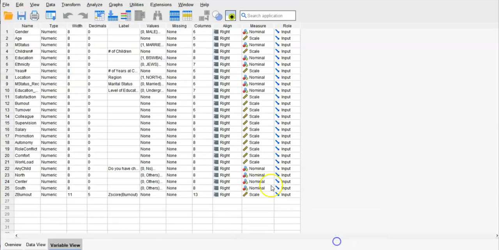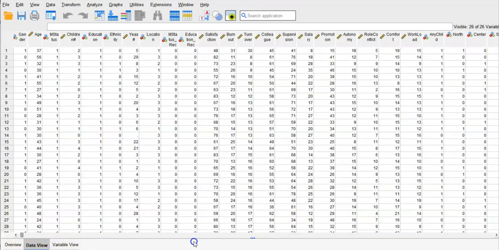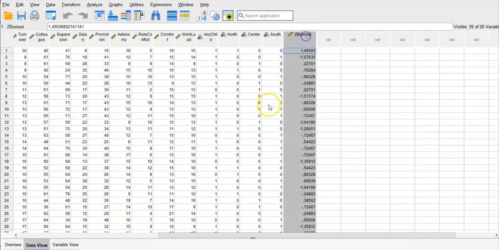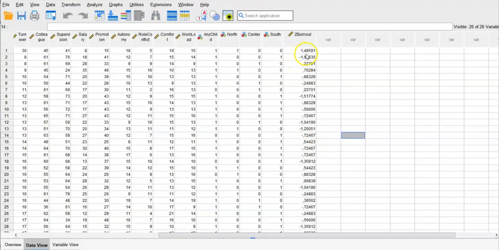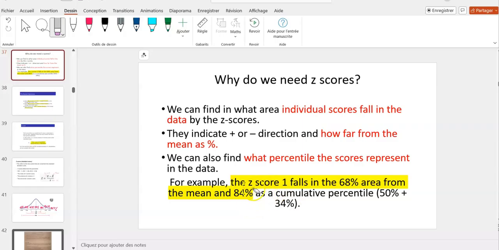And then you will see that another variable is generated in your data. You can see that at the end of your data is Z-burnout. So these individual scores are converted to Z-scores. You see that this is plus 1.49, so that means it's not yet 1.96. Let's see which one it was. So that is 1. 1 means 84%, and that means zone 1 of the standard deviation.